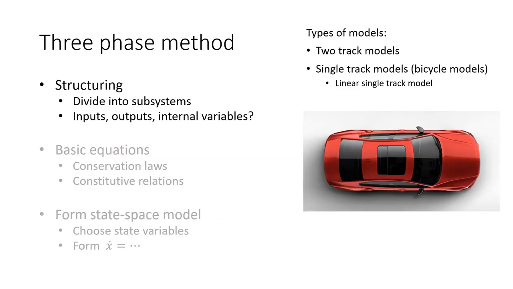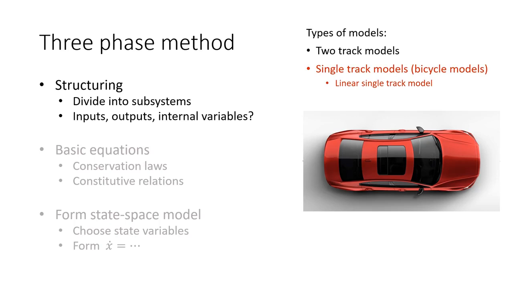directions. Models that describe the planar motion of a vehicle are usually divided into two categories: two-track and single-track models. The single-track model is also known as the bicycle model. We will limit our modeling to the single-track model, and especially the linear bicycle model.